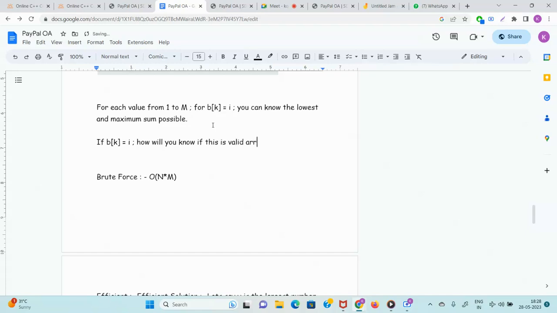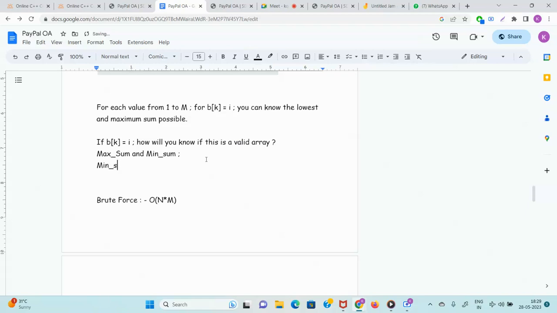Guys, just use common sense. You can calculate the max case. You calculate the max sum and you calculate the min sum. If m is between both these values, then you can always achieve that valid array. That's the common sense. These things you were missing. So min sum less than or equal to m less than or equal to max sum. If this is the case, it means that array B is valid. Guys, this was very important.